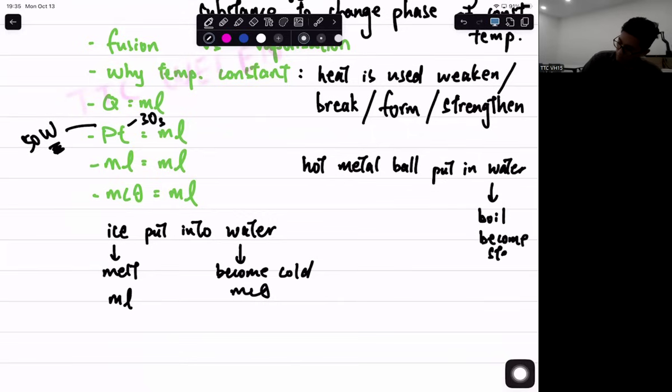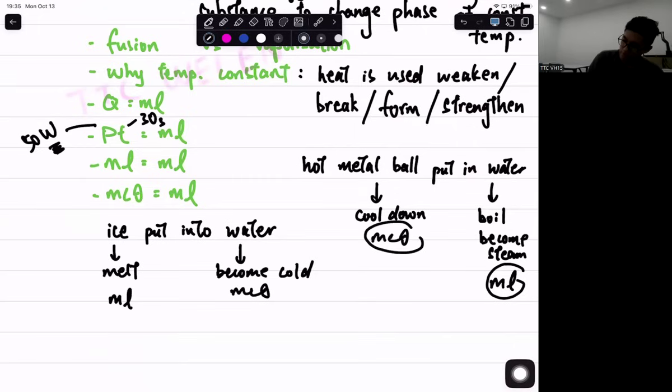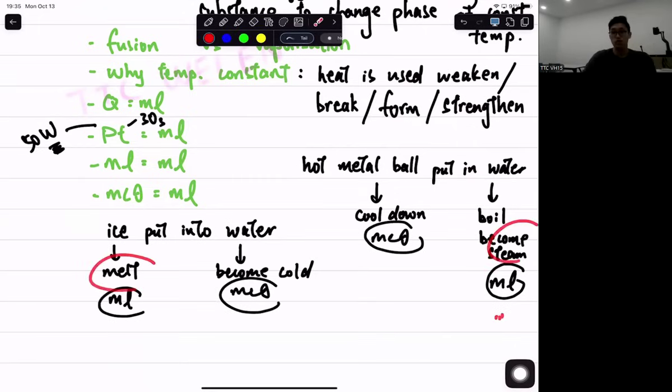The water boils and becomes steam, so I will say this is ml. The hot metal ball cools down. The metal ball never changes phase, so I use mc theta. You understand? If you see something change its phase, then you use ml to calculate it. If you see something never change phase, you use mc theta.